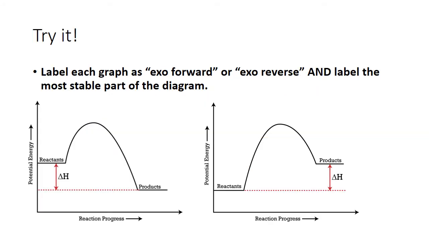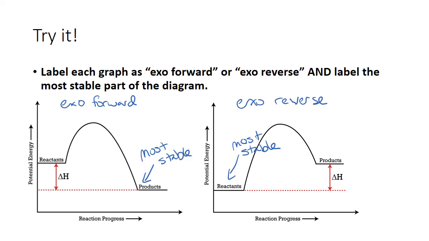Okay. But if we take a look at these energy diagrams, I want you to take a moment and instead of thinking exo-endo, I want you to label one of them as exo-forward, one of them as exo-reverse, and then identify the most stable part of the diagram. And the most stable point would be the lowest energy. So I'll give you a moment for that. Okay. Pause the video if you need another minute. And I'm going to move on to the answer key.